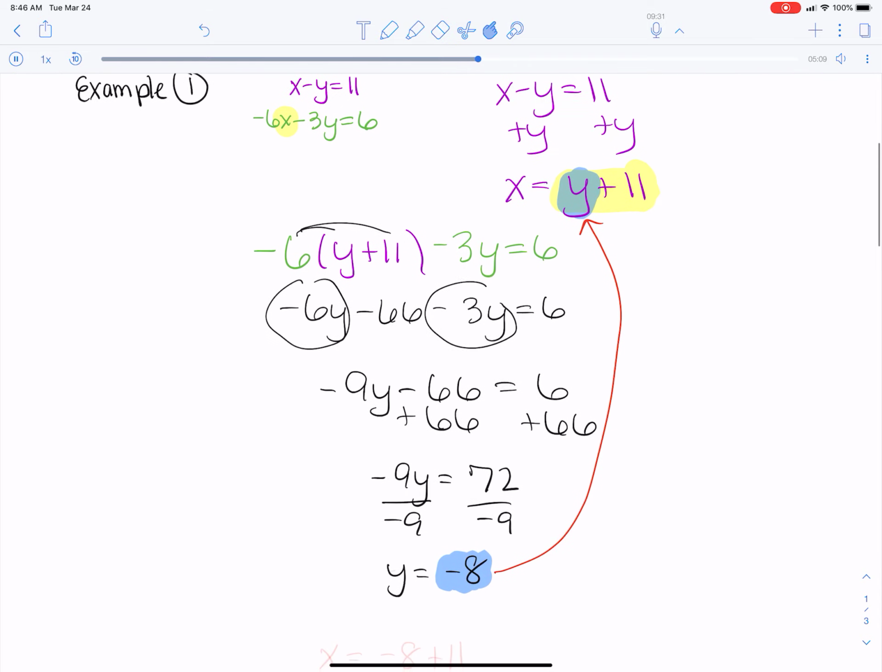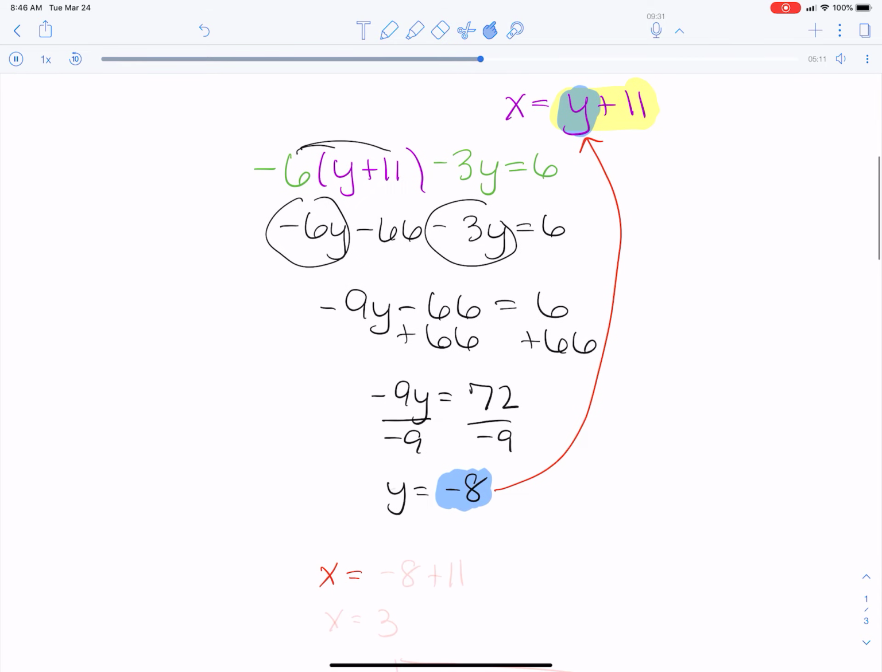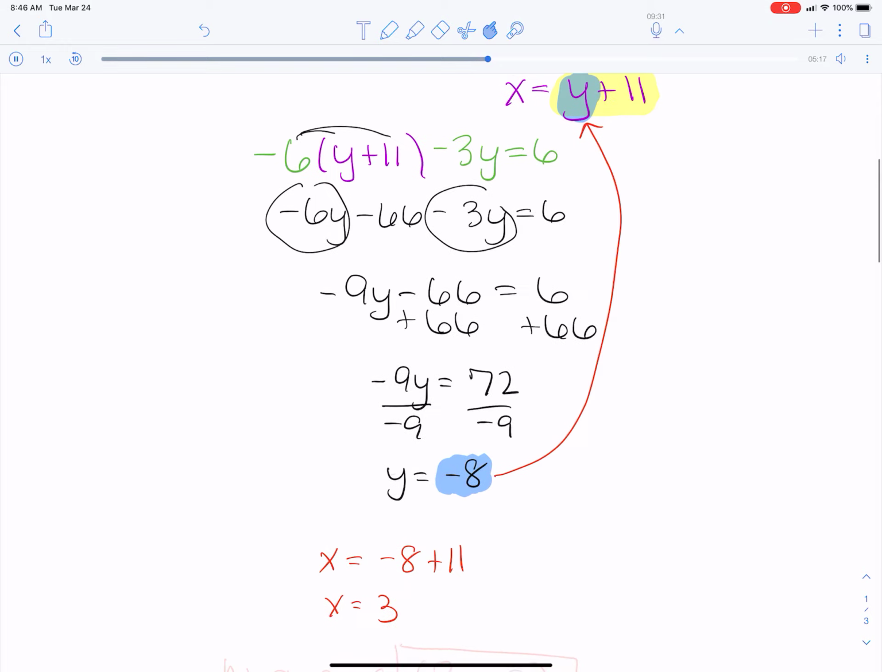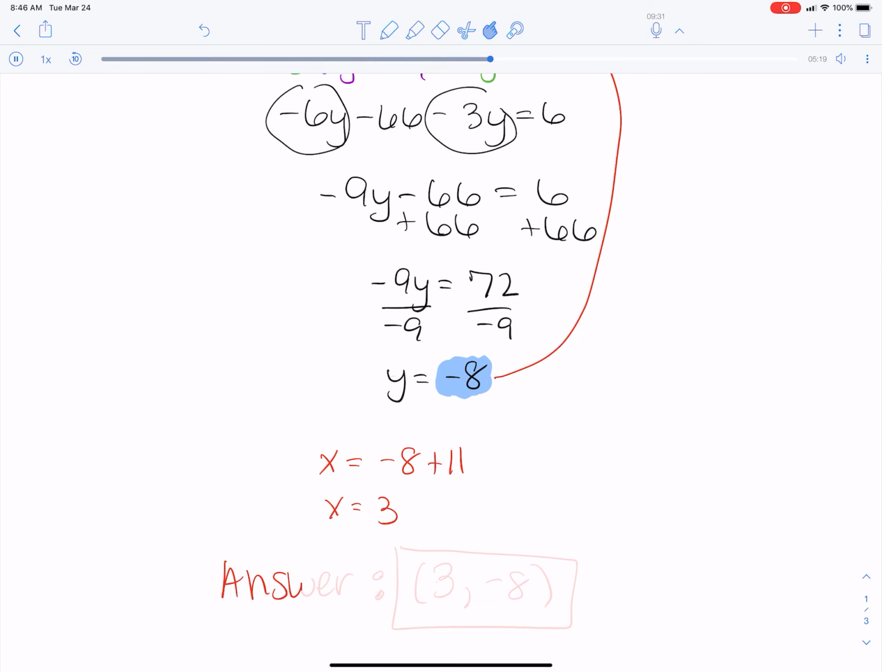So when I plug it back into that equation for y, I'm going to solve for x. So x is equal to 3. So our final answer is the coordinate 3, negative 8.